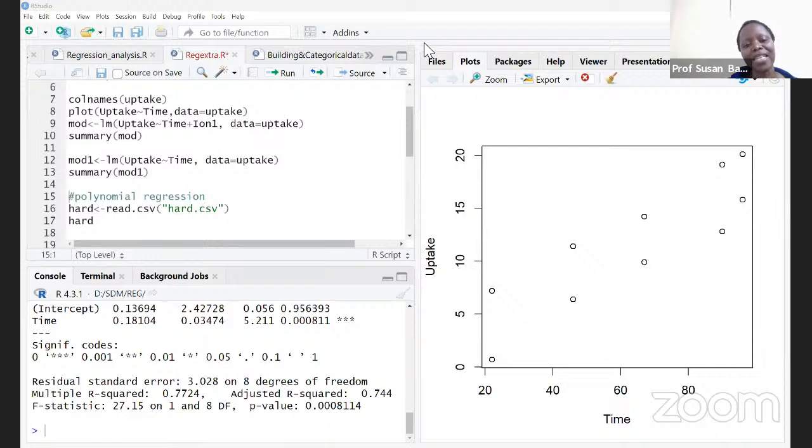And we've seen that in this case, we need parallel lines. We cannot, where is the cursor? We cannot use only a single line to go through our data.